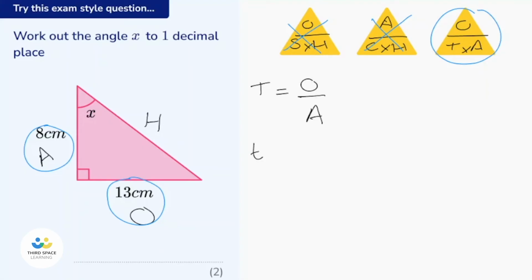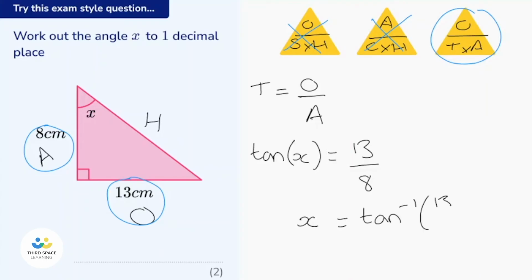Right, well T is tan of whatever the angle is, and in this case it's angle X. The opposite is 13 and the adjacent is 8. Right, now we need to work out X. So in order to get X, we need to take the inverse of this. So the inverse of tan is tan to the minus 1, 13 over 8. So we can do this on our calculator by pressing Shift, tan, and then make sure we open the bracket, and then in the bracket 13 divided by 8.